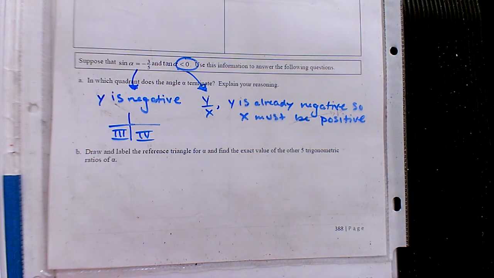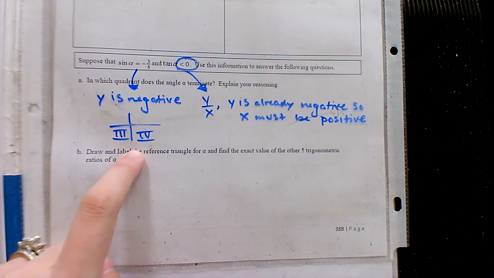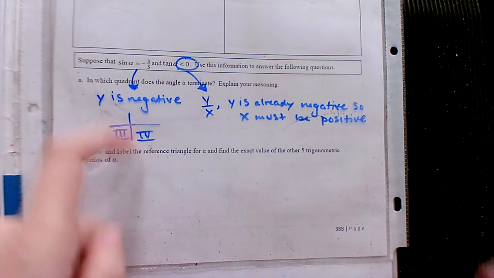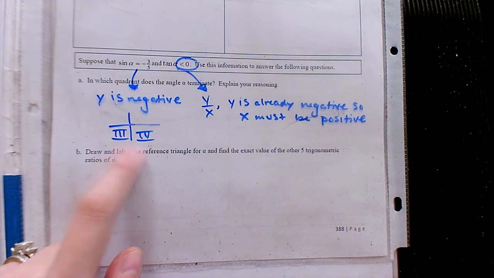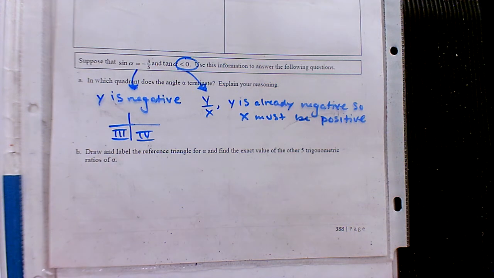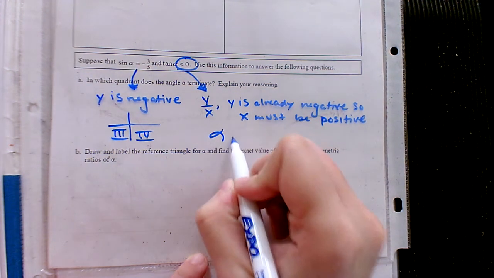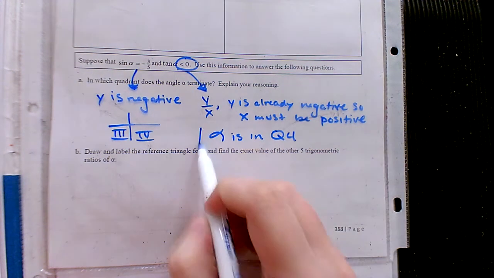So let's use that piece of information to help us narrow it down even further. We already said we might be in quadrant 3 or 4 based off the concept that the y had to be negative. Now that we know the x has to be positive, between the two quadrants, which one is the angle in? Quadrant 4. All right, so we'll say alpha is in quadrant 4.